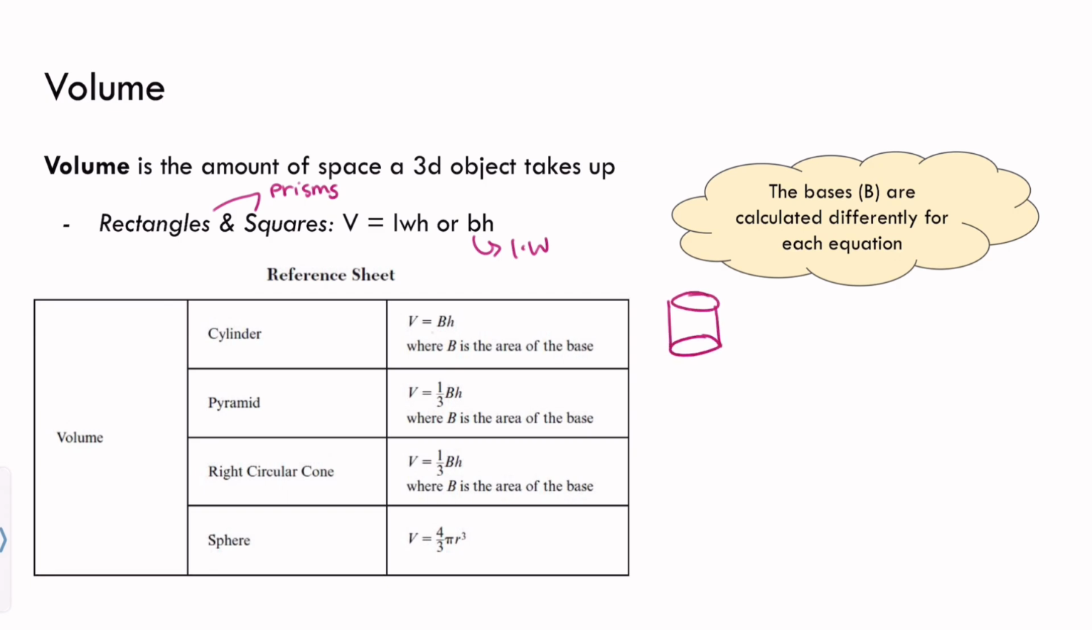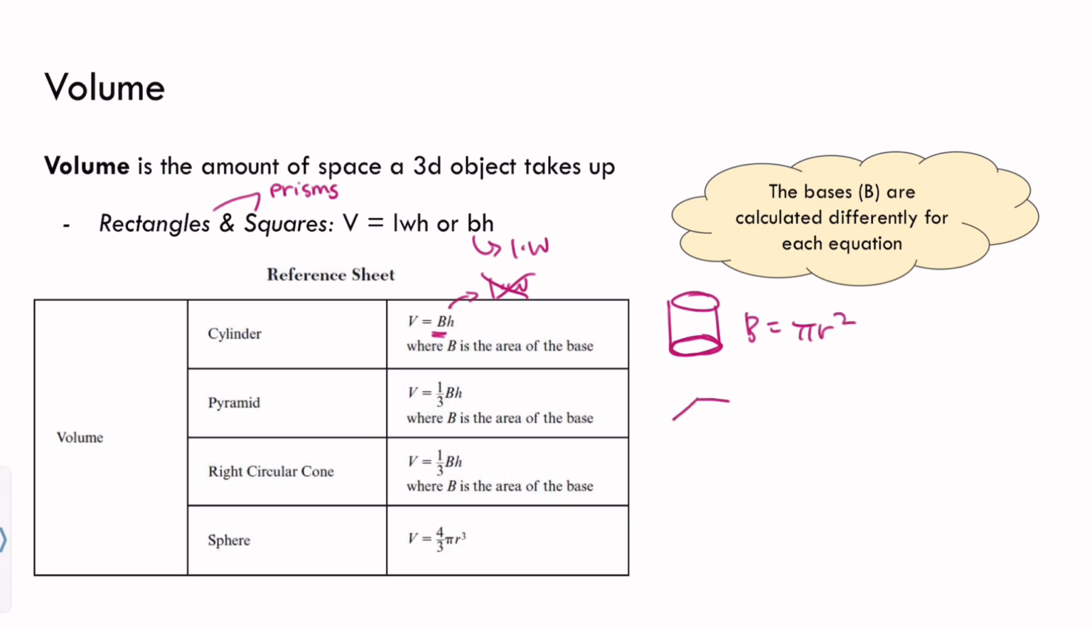On the reference table, it has base. But base in this situation is not length times width, right? Because the base for a cylinder is a circle. So the base right here is going to be 2 pi r squared. So the base for a cylinder is going to be equal to the area of a circle, which is pi r squared. And then again, let's say a pyramid, right?